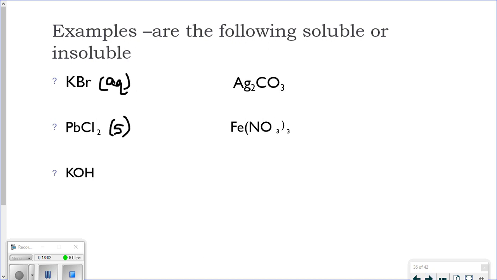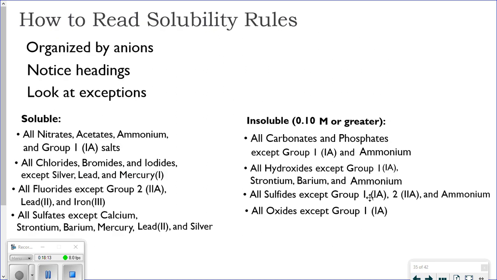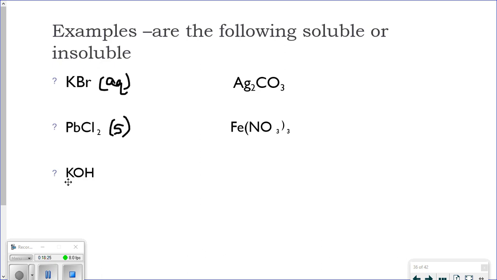Let's look at the next one. We have potassium hydroxide, so we want to look up the rule for hydroxides. Hydroxides are on our insoluble list, so it's solid, except group 1, strontium, barium, and ammonium. Well, potassium is in group 1, so it's an exception to the rule, so this will end up being aqueous.